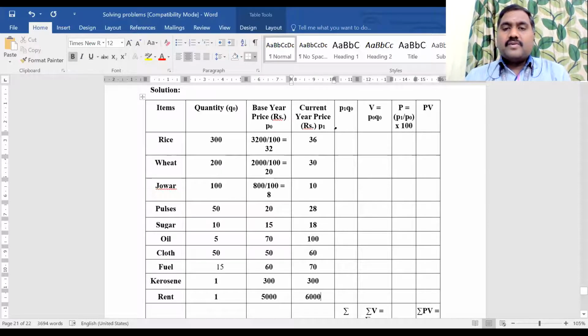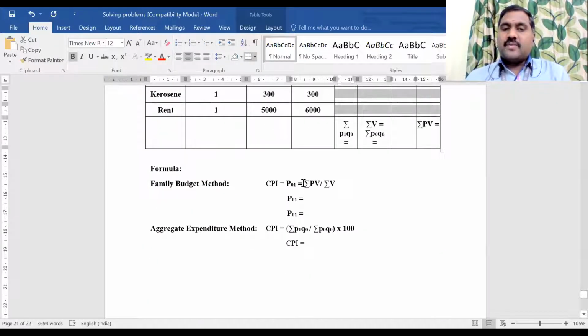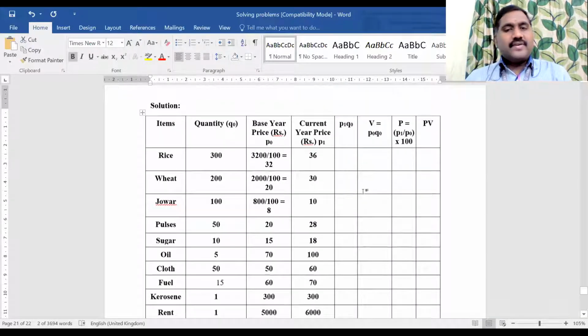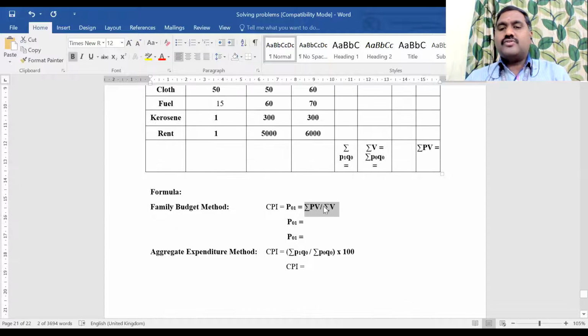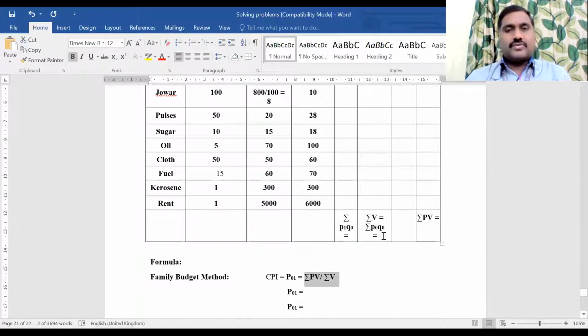Okay, now see, these are the 4 more columns you need to create. Why? Because see the formula. Now the family budget formula, we can use this formula. Why not the I index? The I index is not given, so we cannot use it. So we can use W, weight. Weight is also not given. So the only option is this formula, because we can calculate the V by using this formula. V equal to P0 into Q0, which is also summation V as well as summation P0 Q0. So that's why we use that.